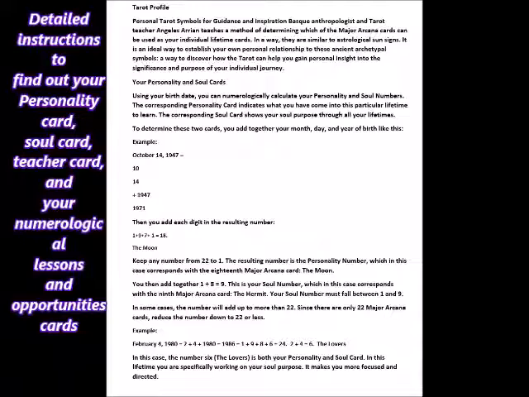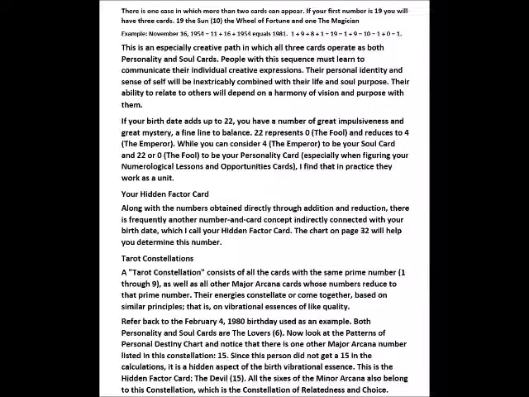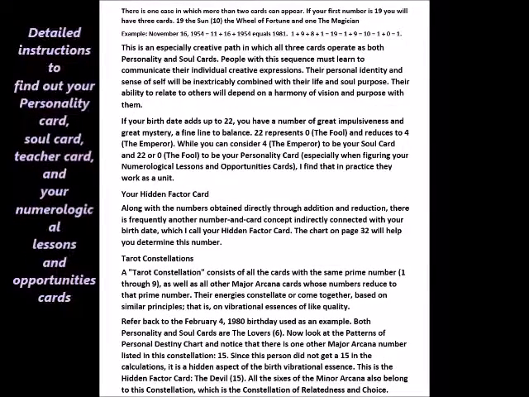In this lifetime you are specifically working on your soul purpose. It makes you more focused and directed. There is one case in which more than 2 cards can appear. If your first number is 19, you will have 3 cards: 19 the Sun, 10 the Wheel of Fortune, and 1 the Magician.